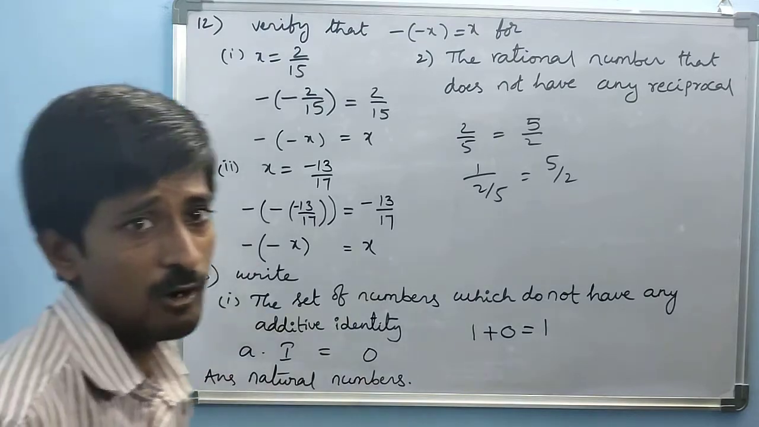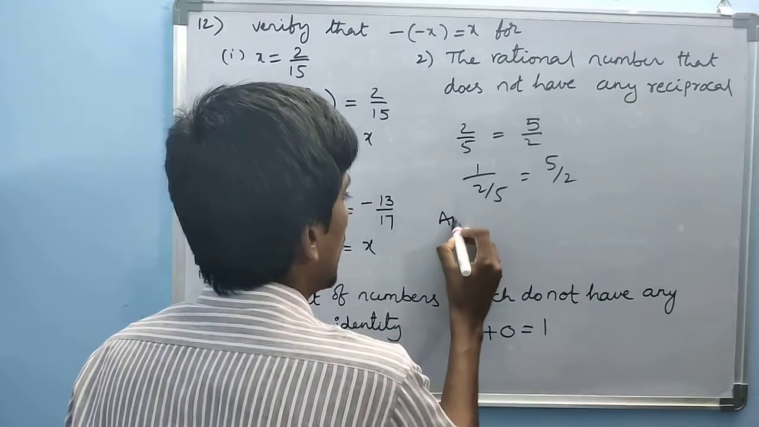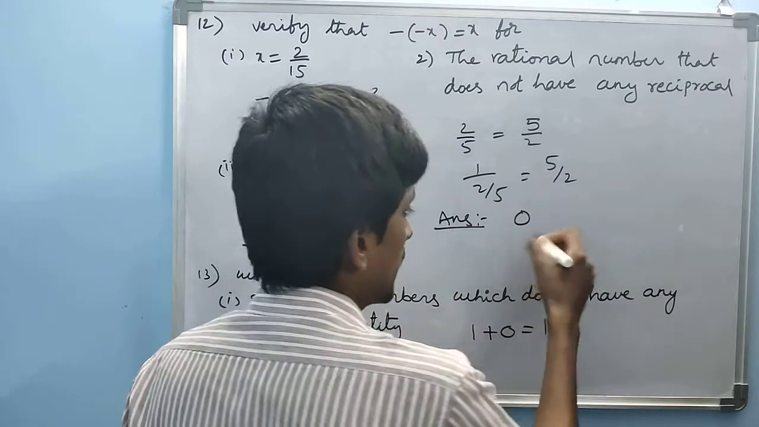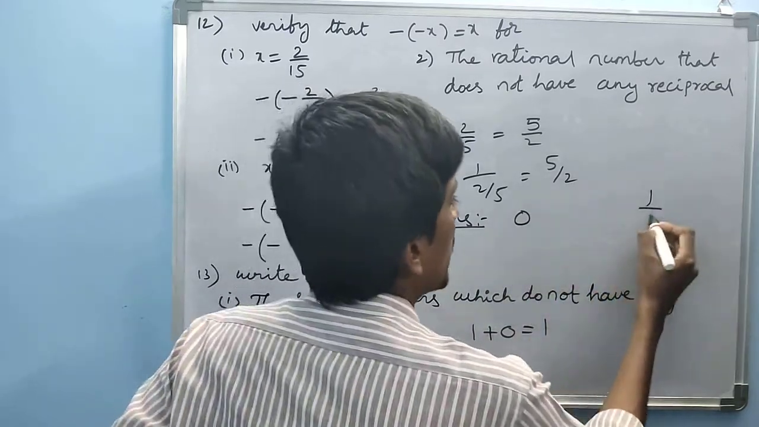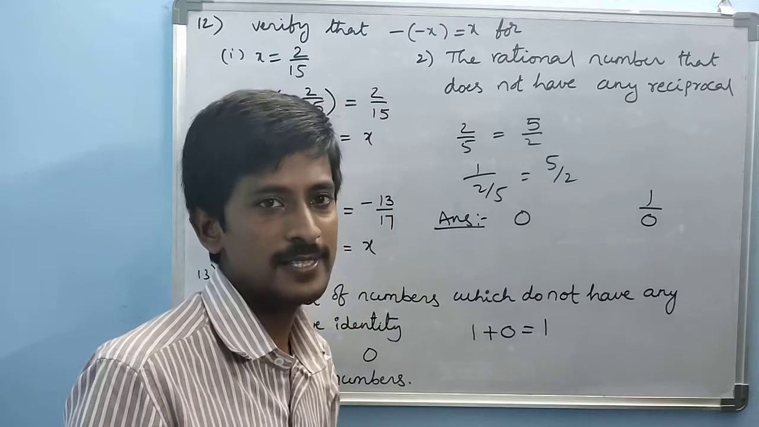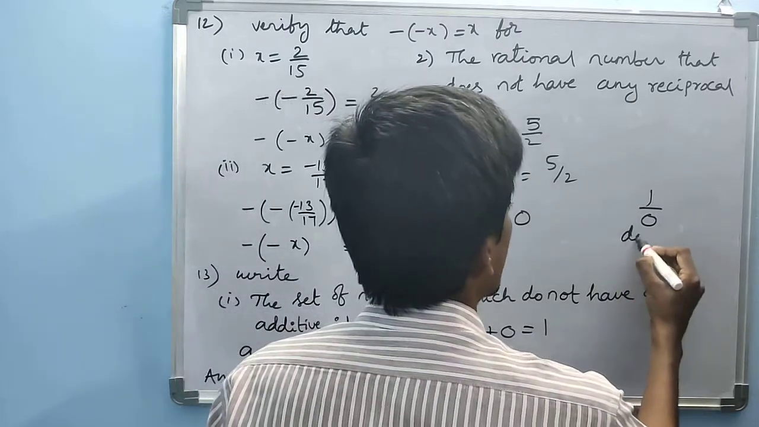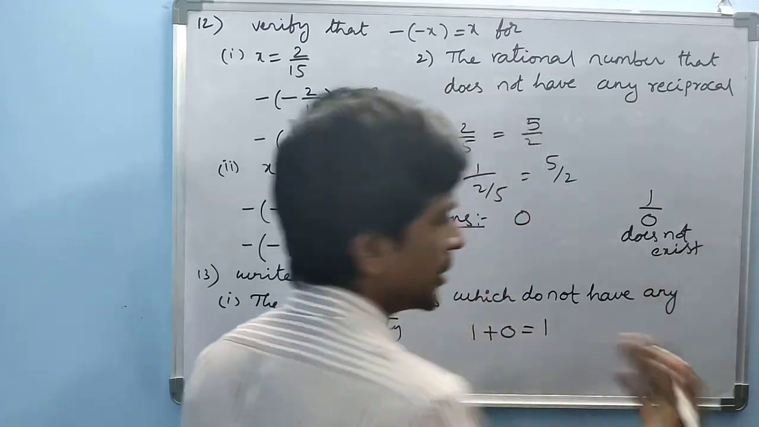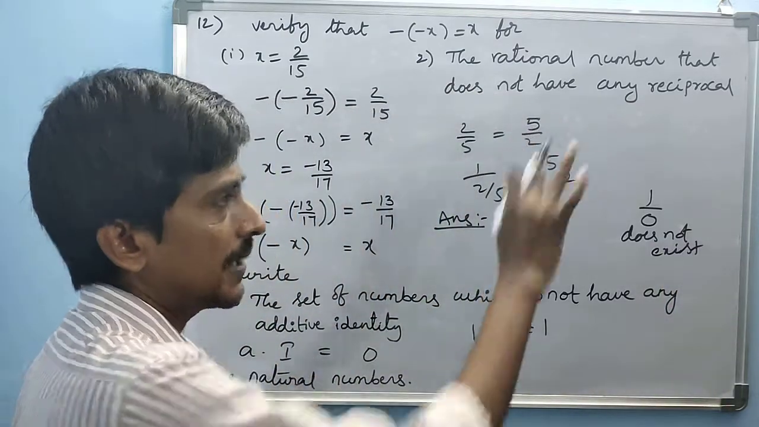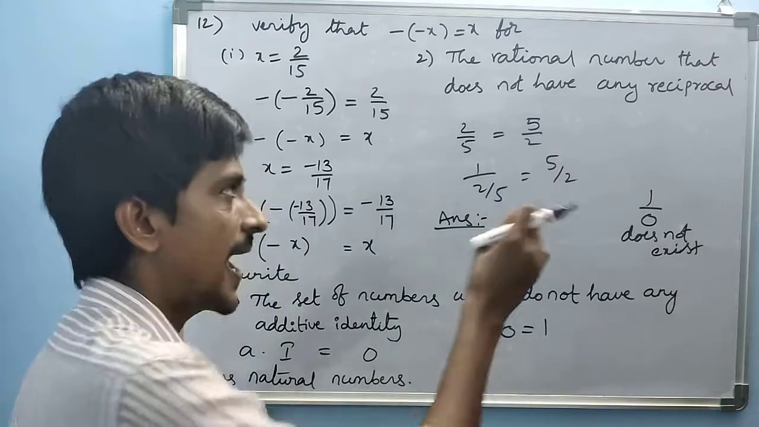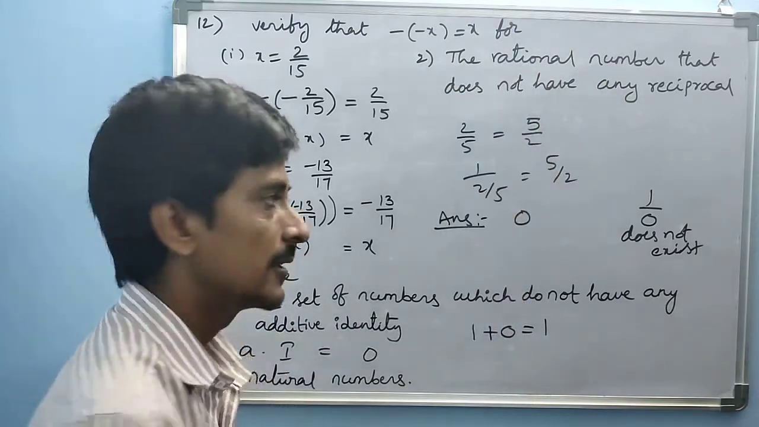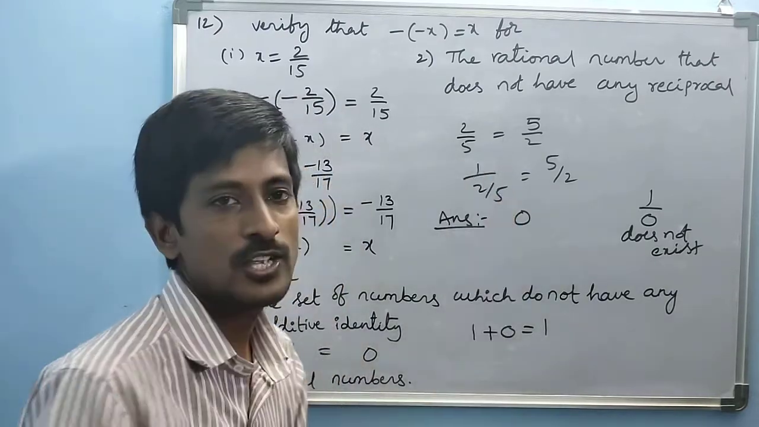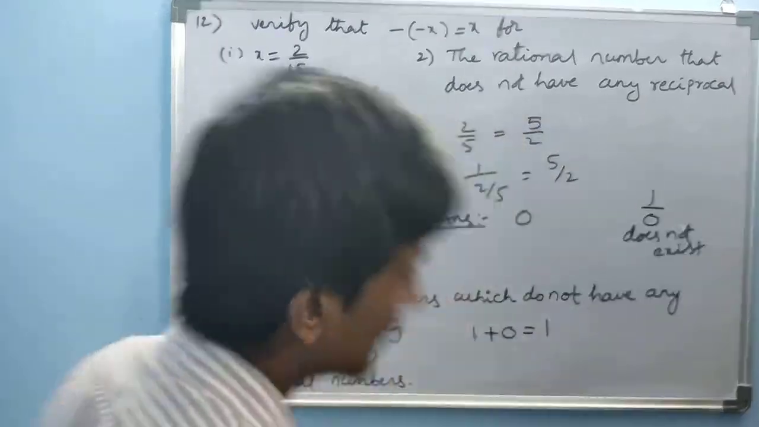Any rational number you take has a reciprocal. But one number has no reciprocal. The answer is 0, because the reciprocal of 0 is 1 by 0, and 1 by 0 has no value. It does not exist. Except 0, any rational number you take has a reciprocal. 0 has no reciprocal. So your answer is 0. And what is the third one?